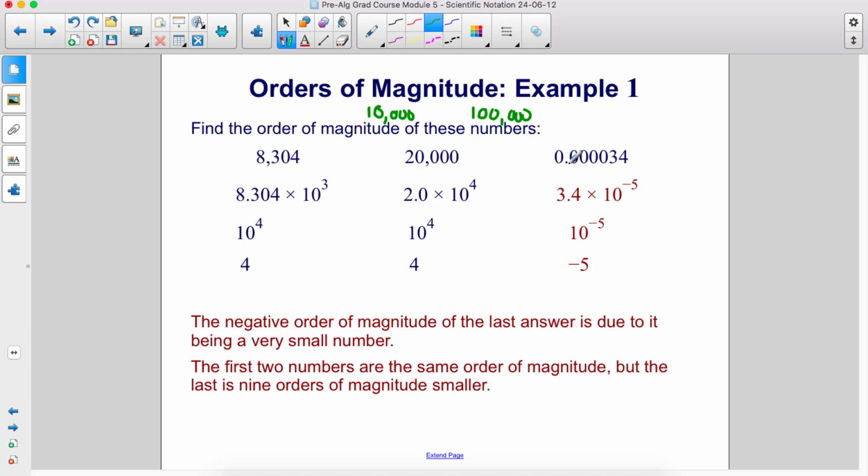All right, over here, put it in scientific notation. This is not greater than 5. We're not going to round. We're just going to get rid of it, and we have 10 to the negative 5th. Therefore, the order of magnitude is negative 5. The first two numbers are the same order of magnitude, but the last is 9 orders of magnitude smaller.